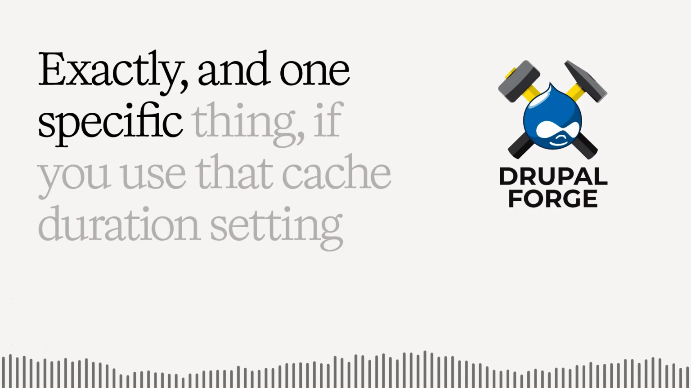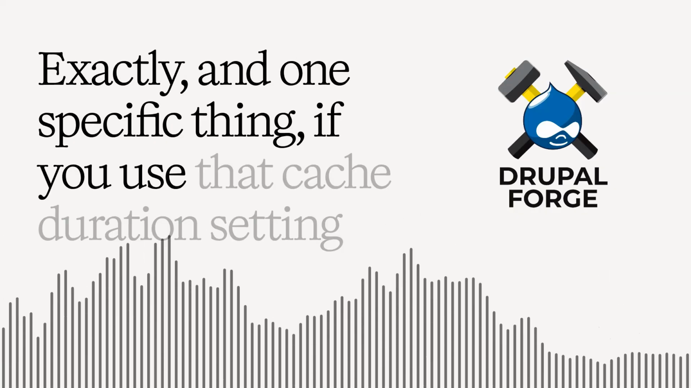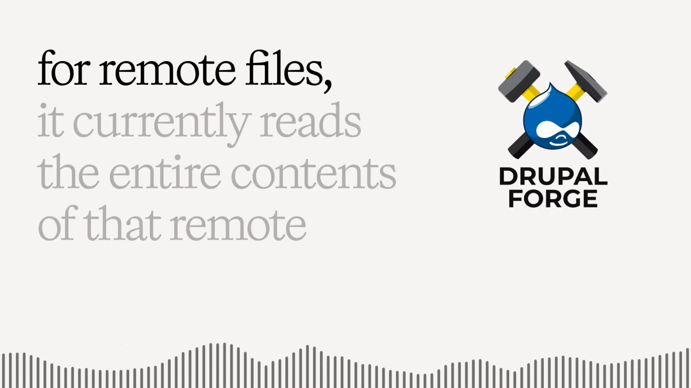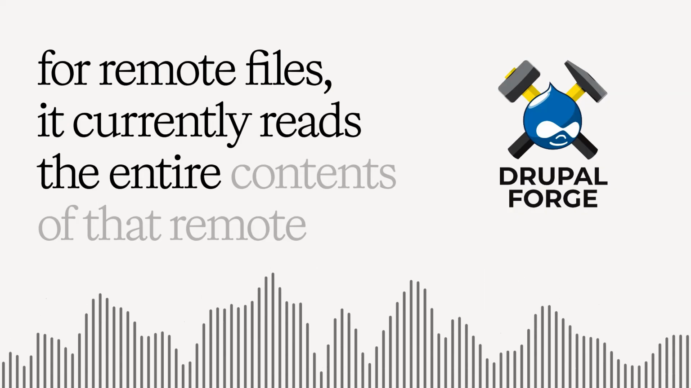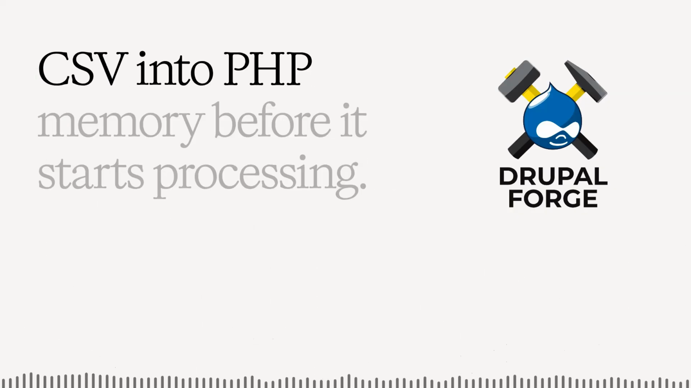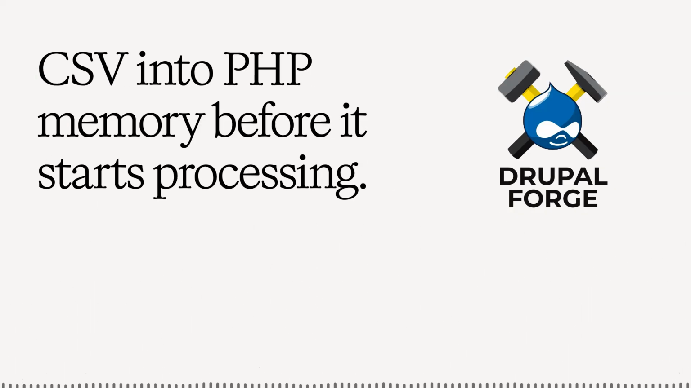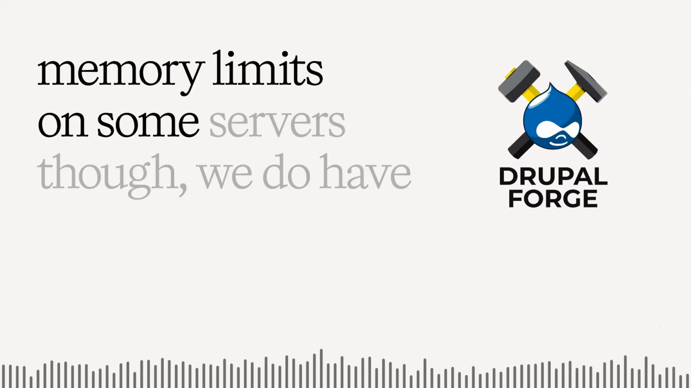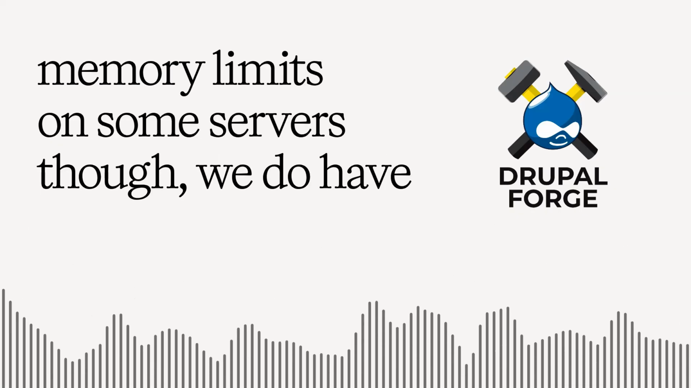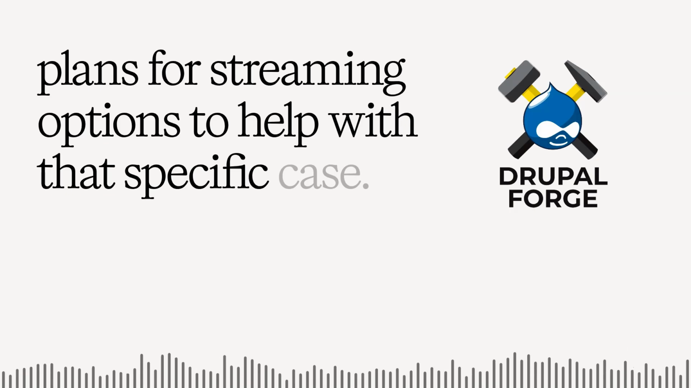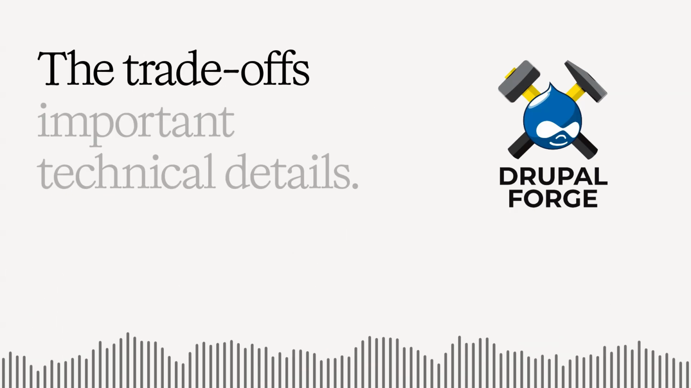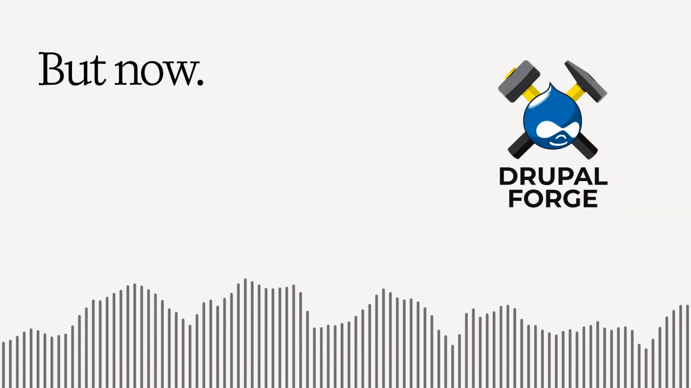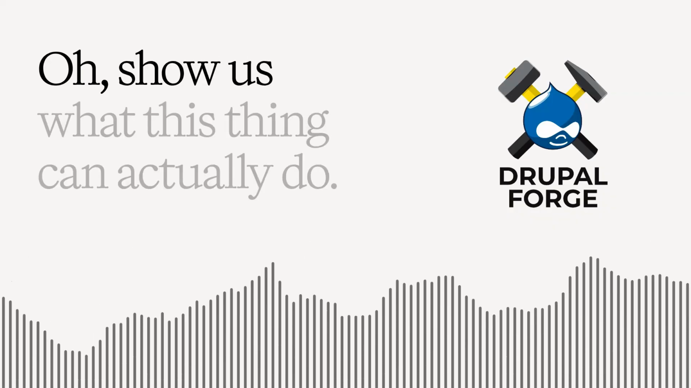Exactly. And one specific thing. If you use that cache duration setting for remote files, it currently reads the entire contents of that remote CSV into PHP memory before it starts processing. For really enormous files, that could potentially hit PHP memory limits on some servers, though we do have plans for streaming options to help with that specific case. Okay, good to know the trade-offs, important technical details. Yeah. But now, the payoff. Show us what this thing can actually do.